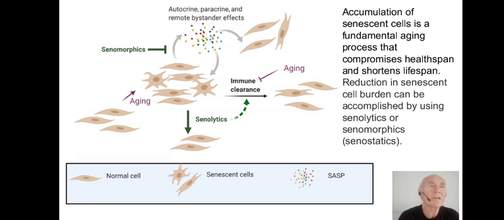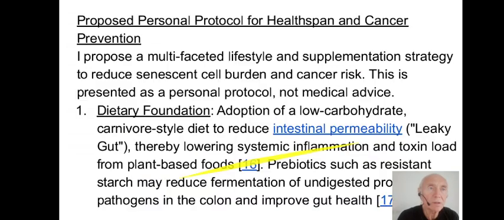Accumulation of senescent cells is a fundamental aging process which compromises healthspan and shortens lifespan. So you have to remove or suppress the senescent cells to live longer. Reduction in senescent cell burden can be accomplished by using senolytics and senomorphics. This is what I'm talking about: you can slow down your aging if you do everything right.